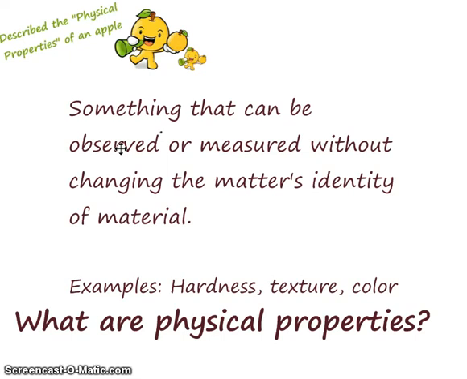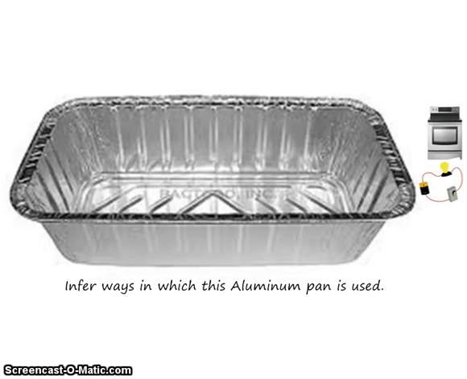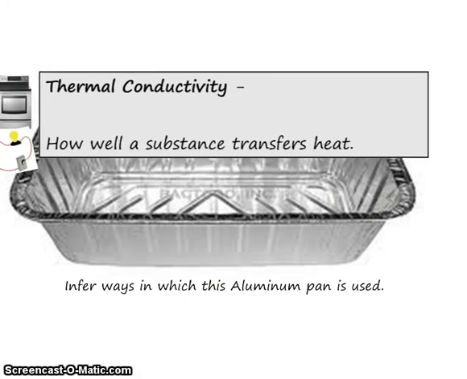Now, there's a couple things that fall under physical properties. Let's use aluminum from this point out to describe physical properties. Let's look at this aluminum pan. How would you infer ways in which this aluminum pan is used? If you said to bake a cake or make lasagna, those would be correct. And what does that mean about aluminum? If you said that aluminum is thermally conductive, you would be correct. Remember that thermal conductivity is how well a substance transfers heat. Can you think of examples of things that transfer heat well, or examples of things that do not?